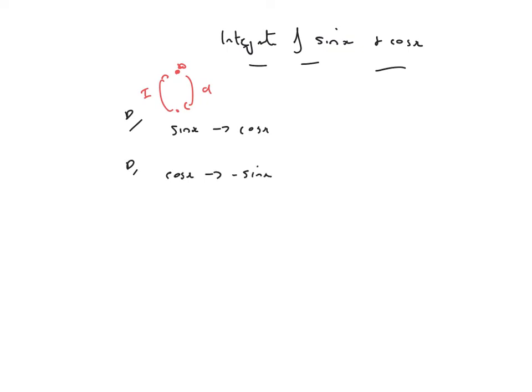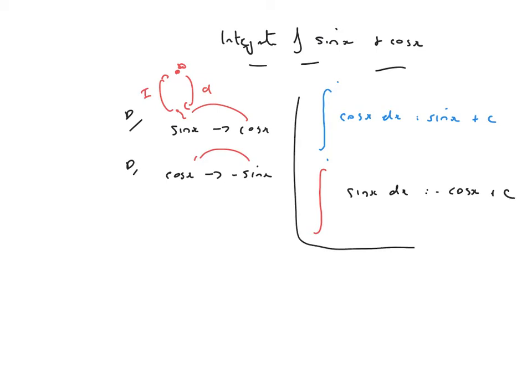So it then follows that if you were to integrate cos x, you would get sine x, and that's our first result. The integral of cos x is sine x plus the constant of integration, since it's an indefinite integral. If you integrate minus sine, you get cos. So if you integrate sine x, you get minus cos x plus the constant of integration. Those two results will be given to you in your formula sheet.